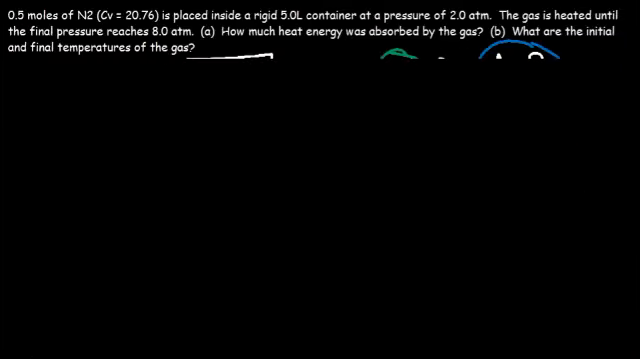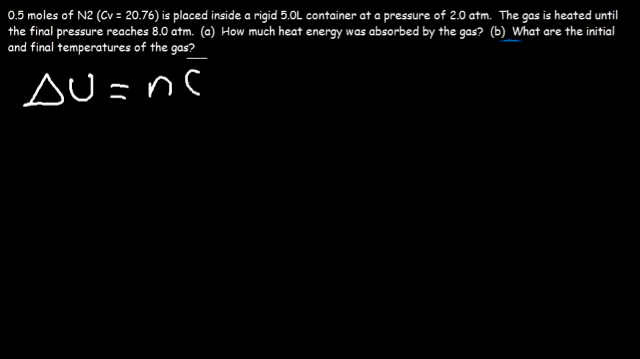Now we know that delta U is always equal to this equation, n Cv delta T. So you can also find Q using that equation.